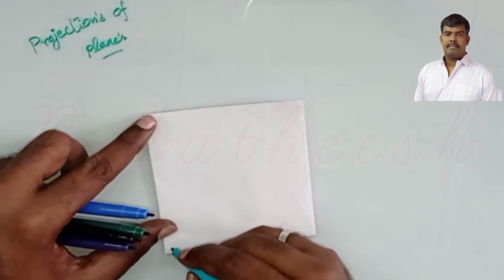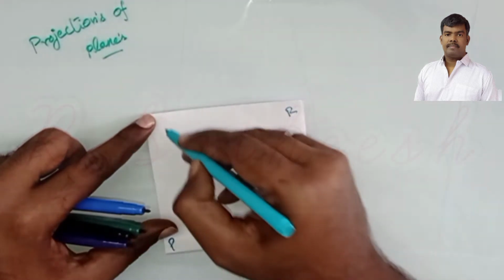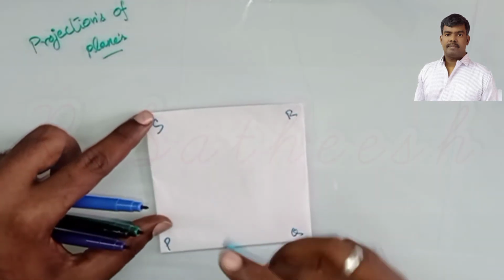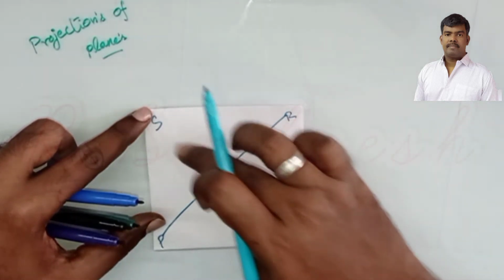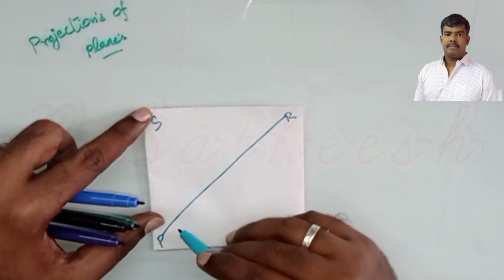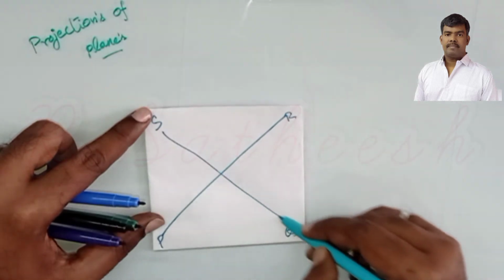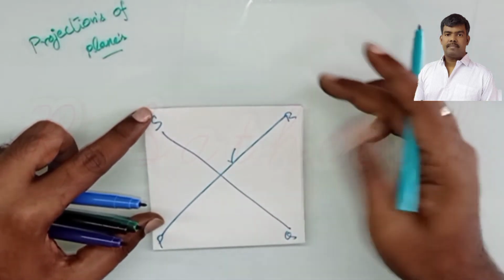A square plane PQRS. It is a square plane of side 40. Clear. So this is the diagonal PR and this is diagonal QS. Clear. So now let us consider this diagonal PR.